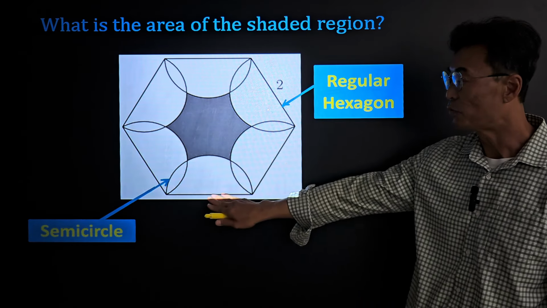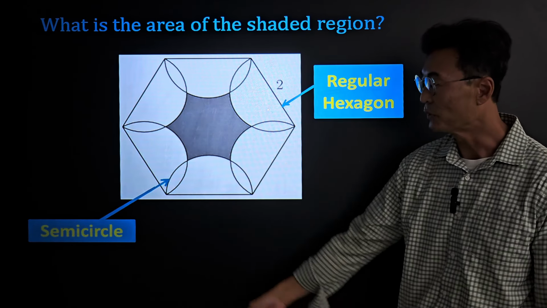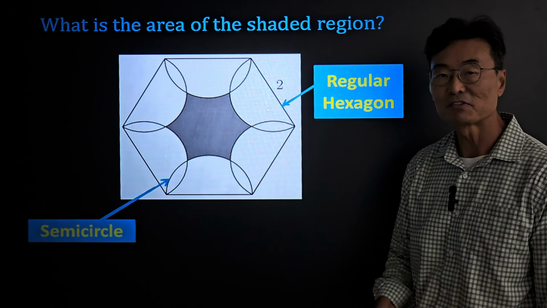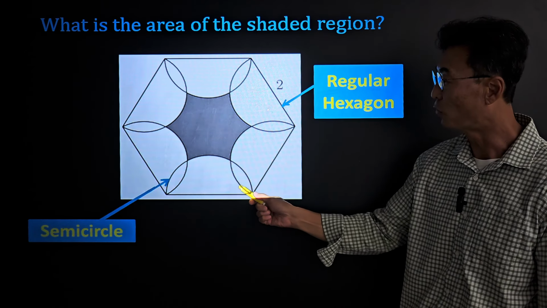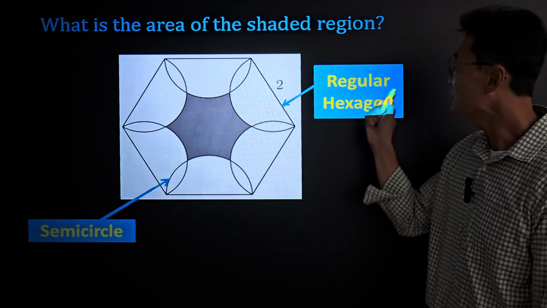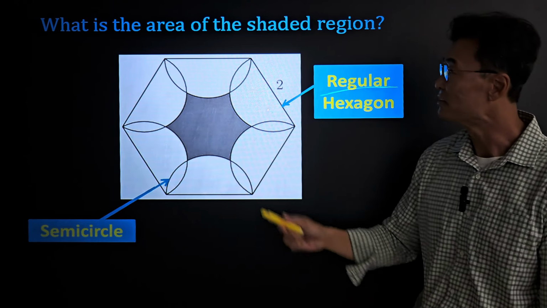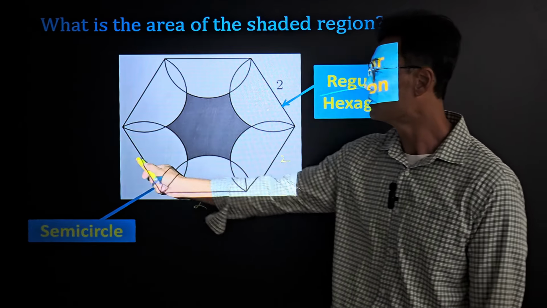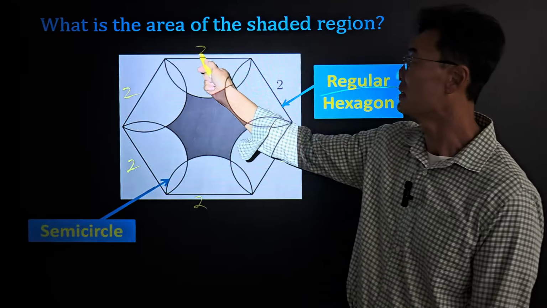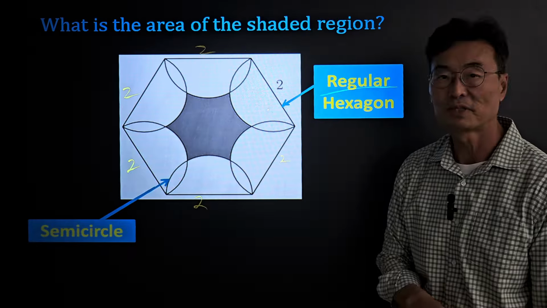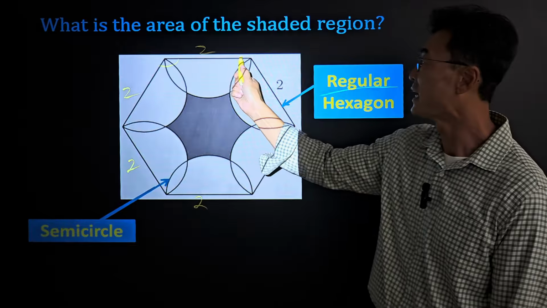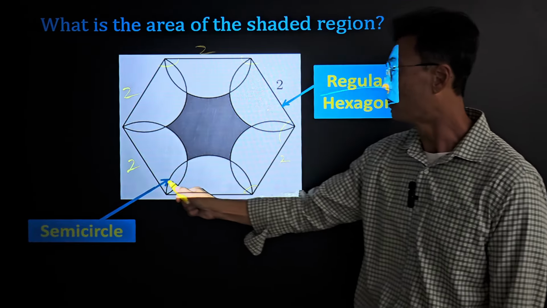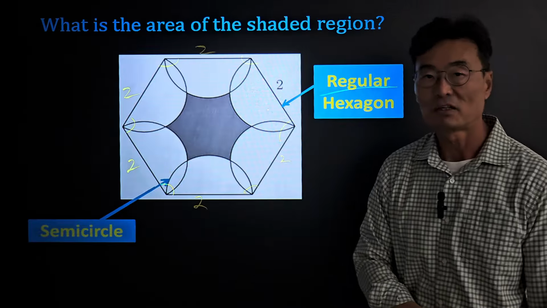Here we have a regular hexagon and we have 6 semicircles inside the hexagon overlapping each other. When we say it's a regular hexagon, it means if one of the sides is 2, then the rest of the sides of the hexagon are 2 as well. And also, the interior angles of the hexagon are going to be the same also.